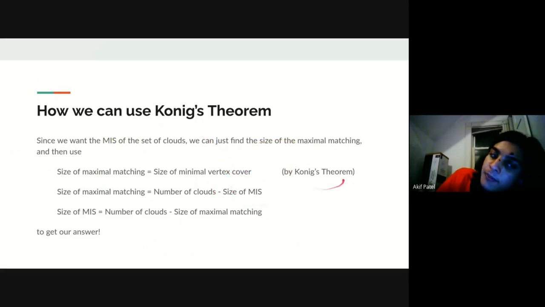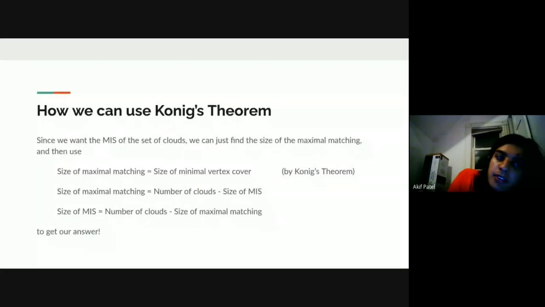This is by Koenig's theorem. Then the size of our minimal vertex cover is just the number of clouds minus the size of the MIS, by the complement slide that we had before. And so the size of the MIS is the number of clouds minus the maximal matching. And that's our final answer. So all we have to do is run our bipartite matching algorithm, because it's a bipartite graph, to get our maximal matching and then subtract that from the number of clouds.